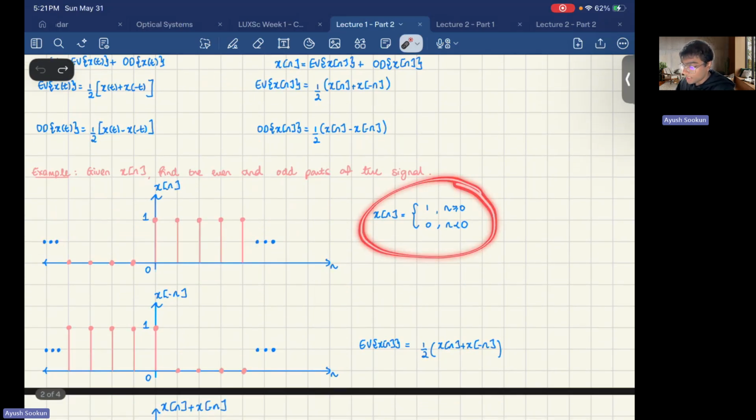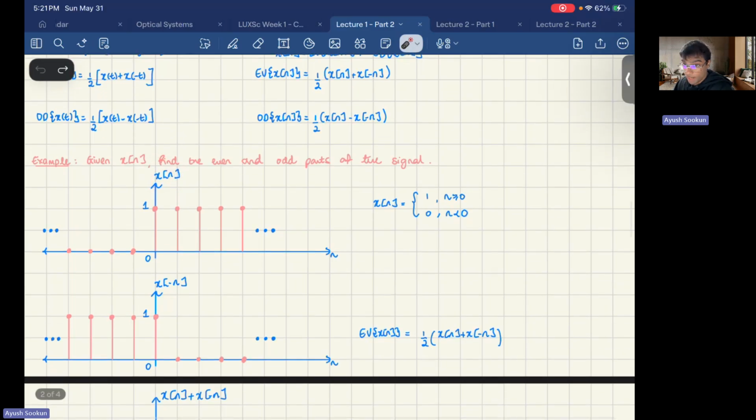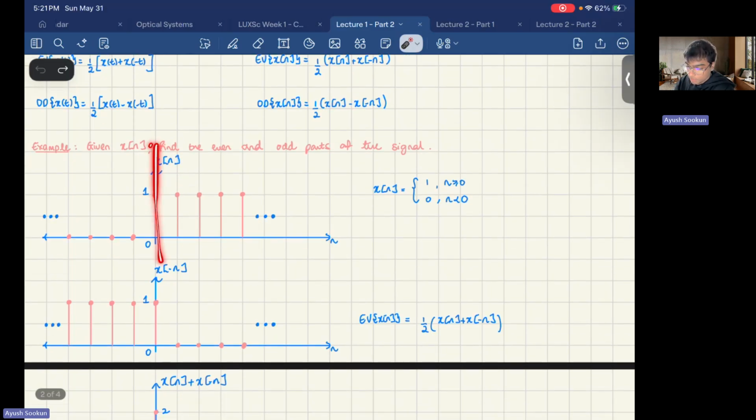We have this signal. X of n is equal to 1 when n is greater or equal to 0. So this is 0, and this is n. So when it's greater or equal to 0, so you have 0, 1, 2, 3, you have a 1. And for other cases, which is less than 0, you have a 0. Okay, so this is x of n. Now, if you want to find x of minus n, again, you're going to take this, put a mirror here, you're going to flip it, and then when you flip it, this is what you have going on.